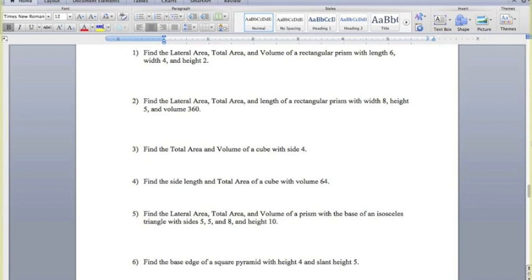So for the first question, we're asked to find actually 3 things. We're asked to find lateral area, total area, and volume. We want to find 3 things of a rectangular prism. A rectangular prism is like a shoebox. Okay, its sides are rectangles. It has a length of 6, a width of 4, and a height of 2. The lateral area formula says 2 times length width plus length height. Nope, width height.